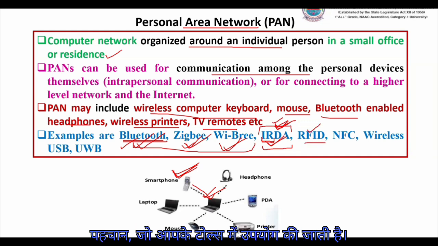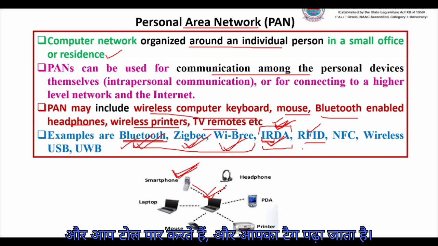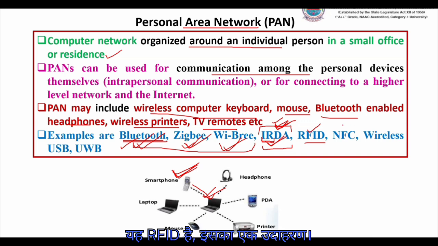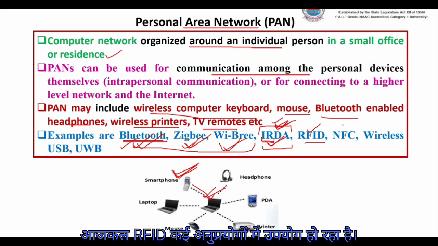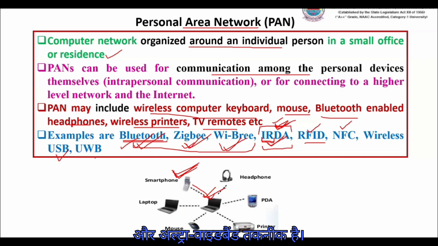Then we have RFID technology, radio frequency identification, which is used in your tolls where you have tags on your cards, and you cross a toll and your tag is read. That is RFID, and it is being used in a number of applications nowadays. Then you have near field communication, wireless USB, and ultra wideband technology.